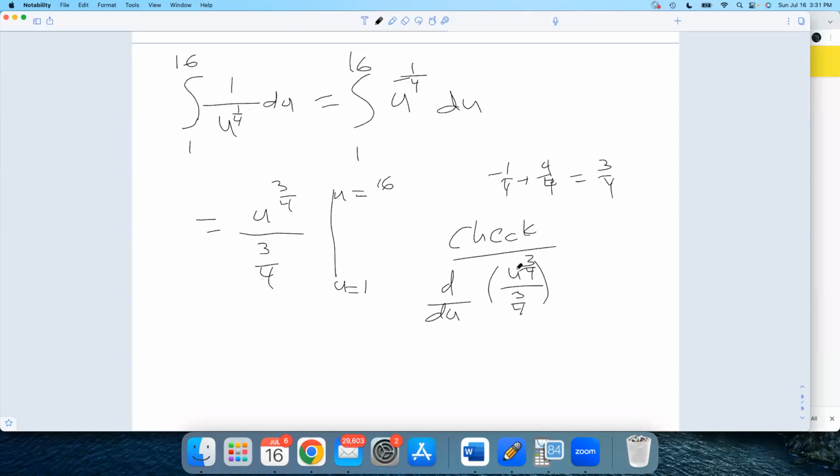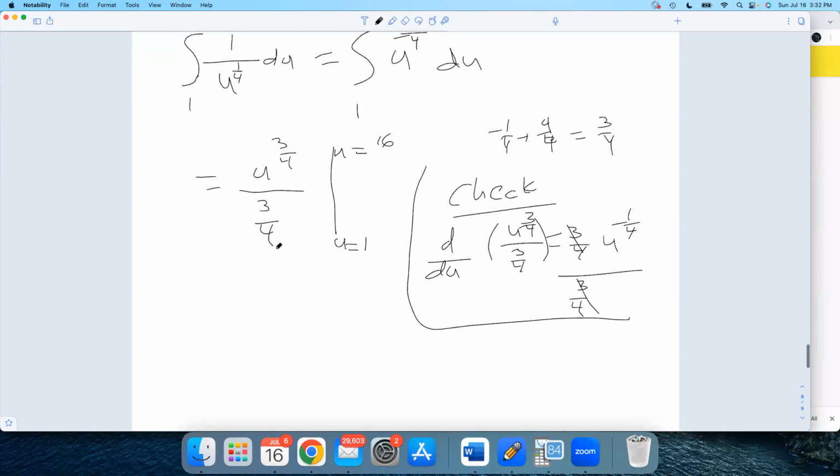This is derivative. You bring the power down and then drop the power down by 1. 3/4 minus 1 would be -1/4. And this fraction cancels. I get exactly what I was supposed to get. Definitely go through this. Convince yourself that the derivative of this is this.